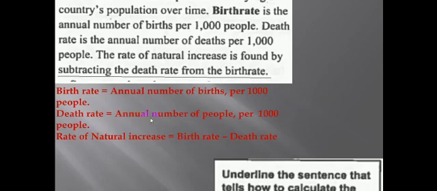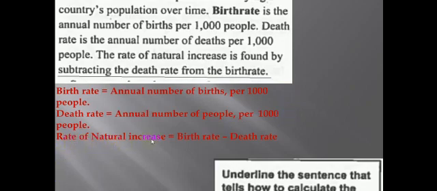Death rate, the annual number of deaths per 1,000. The same idea. The same 1,000 people who had 200 births, let's say in 1 year, 100 people died of these 1,000 people. So we have 200 births and 100 deaths. Very good.